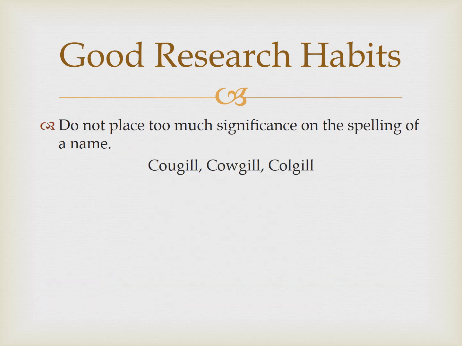As you start looking for records, you may need to get creative with spelling. Don't place too much significance on the spelling of a name. In this example, the name Kogel may be spelled with a C-O-U, C-O-W, or C-O-L. Differences in spelling can occur for a variety of reasons. Immigration or migration patterns over time in which families moved to countries or different areas may have altered the spelling of their name. Illiteracy may have caused the name to be recorded phonetically, or names may be misread and indexed incorrectly.